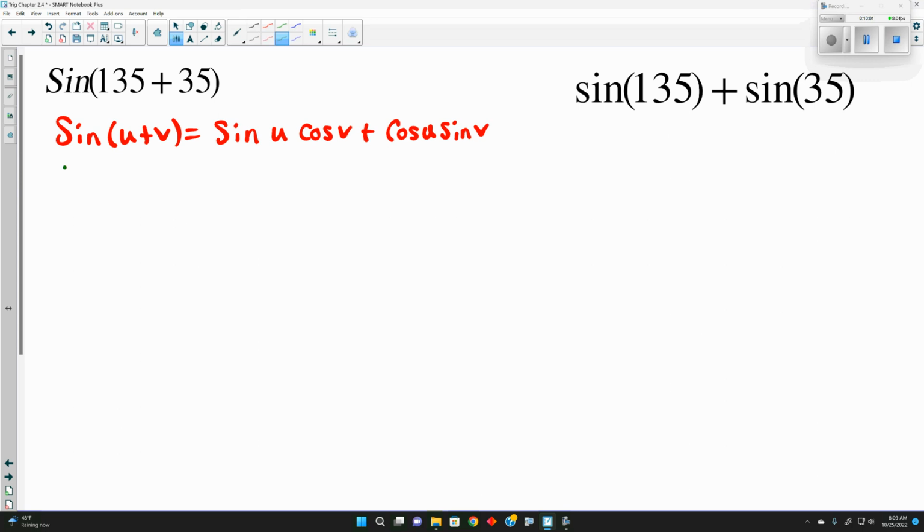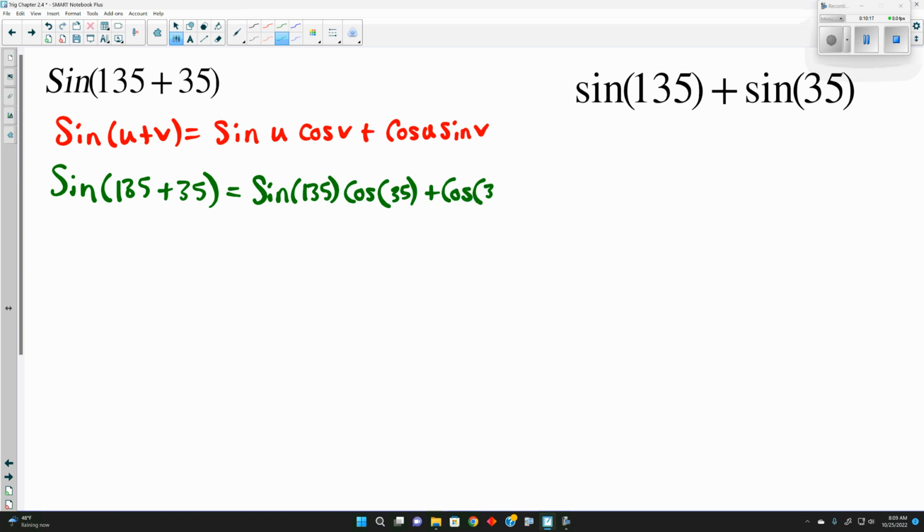Now, at this point, we just plug in, because we have sine of 135 plus 35. Let's just say we have sine of 135, cosine of 35, plus cosine of 35, sine of 135. Now sine of 135 degrees is square root 2 over 2. And cosine of 35 degrees, it's not on the unit circle. I have a feeling that needs to be a 45.